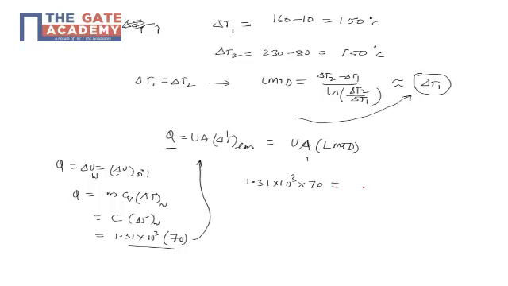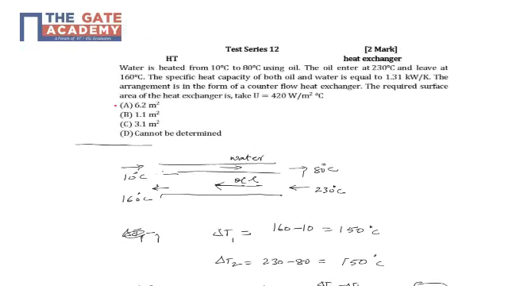Now U is given as 420. A is something which we need to calculate. LMTD is 150. Remember, delta T1 and delta T2 are 150. So if I calculate the area from this equation, I would get 1.45 meters square. There is a correction in the options: B will be corrected to 1.45 meters square. So B is the answer. Remember that the answer is 1.45 meters square.